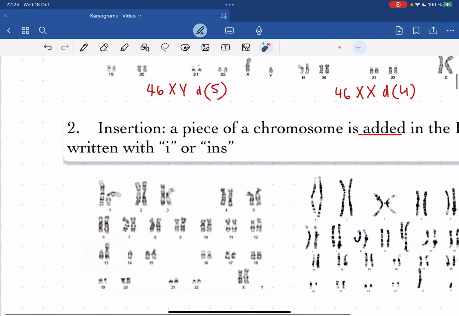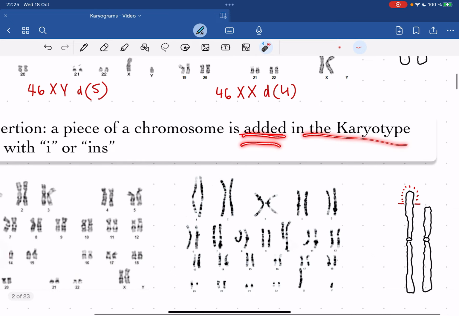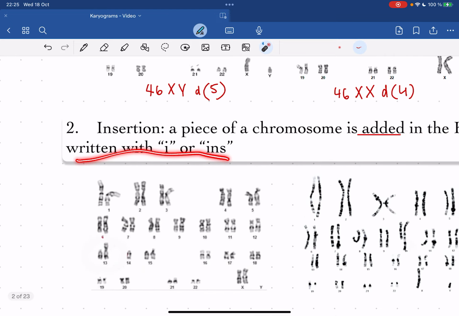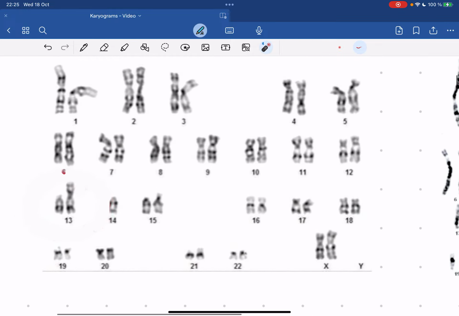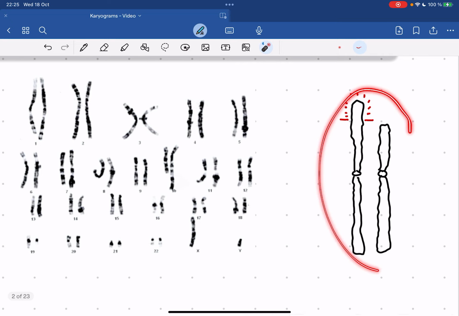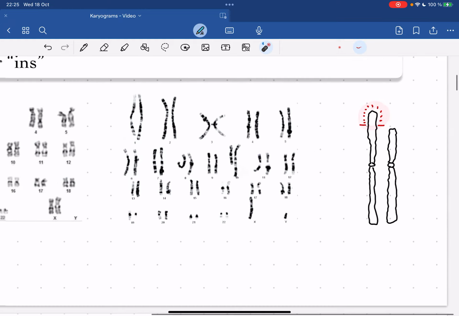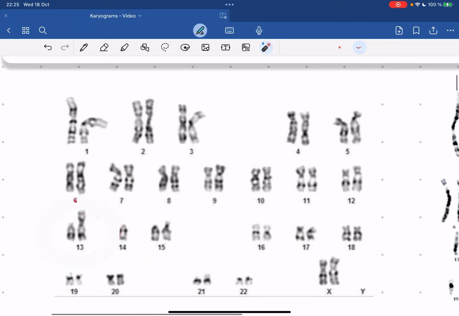So here, insertion is a piece of a chromosome that is added in the karyotype, written with I or ins. So let's look at here. So the chromosome will look larger, as you see here in my amazing, beautiful representation. The chromosome should end here, but there has been an insertion of something, an insertion of an extra piece, you could say. So if we carry on looking here, it could take you a while.